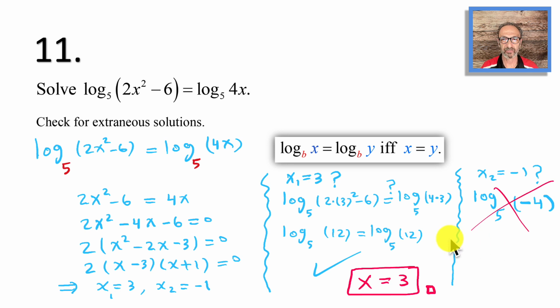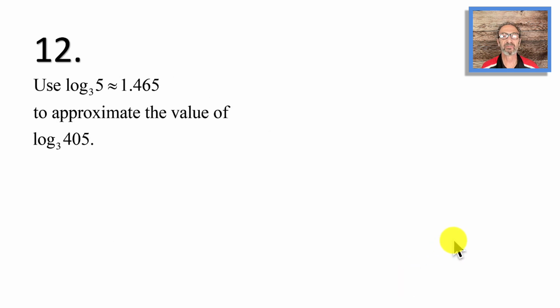Let's try a different type of question. Use log 5 base 3, given to you as approximately 1.465, to approximate the value of log 405 base 3. Well, that says that they are related somehow. We need to see log 405 somehow in terms of log 5. So they should be related. That's why they're in the same problem.